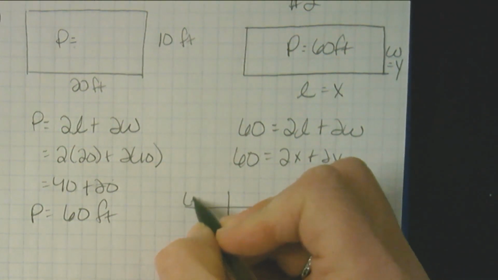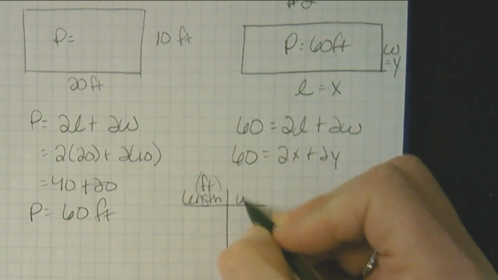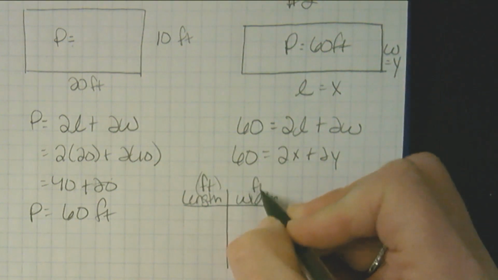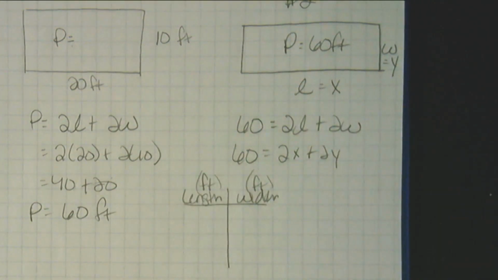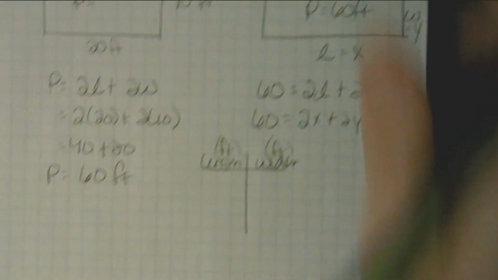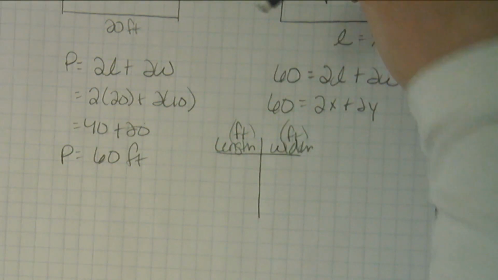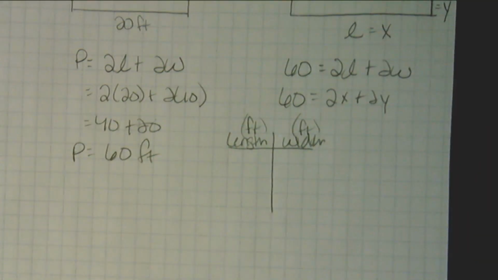And I'm going to say length, this is feet. And I'm going to say width, and this is feet, because I made my width my W, my length my X. Could I use 0 as my length? Could I use 0 as my length? Molly? No.